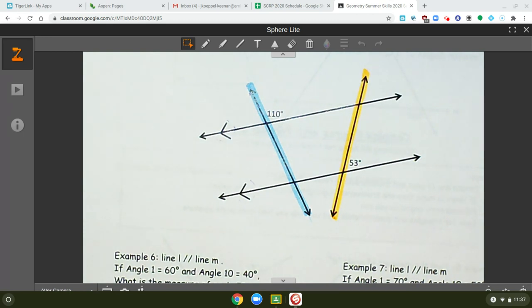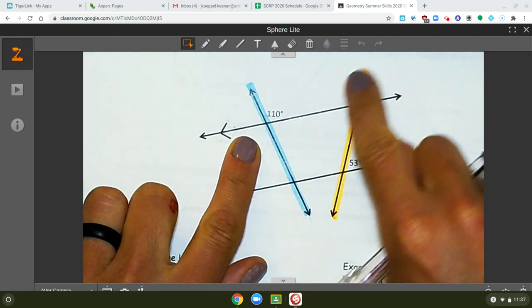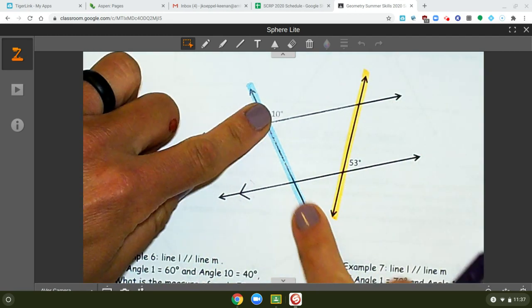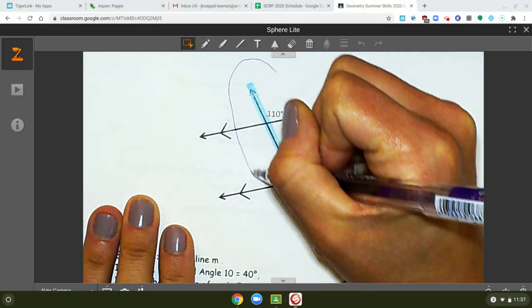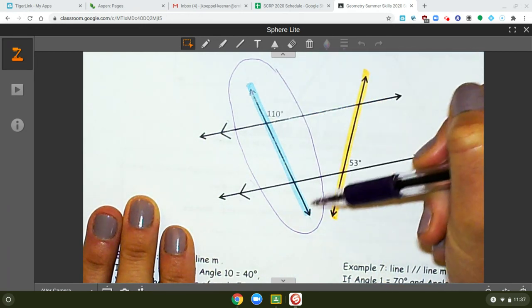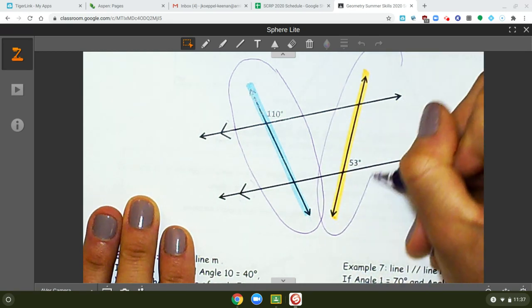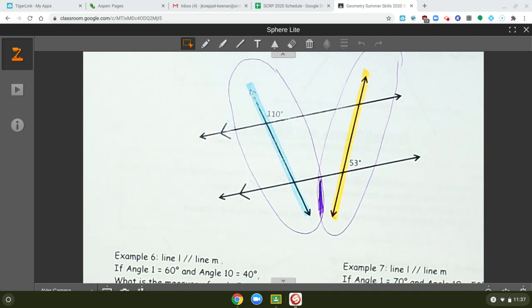Now, that means only the angles touching the same transversal have a relationship. So these angles here do not match up with any of the angles. So the blue does not match with the orange. Only blue matches with blue. So that means sometimes I like to put a circle around them. Everything in this circle, these angles are related, and then only in this bubble are these angles related. So they cannot cross over.